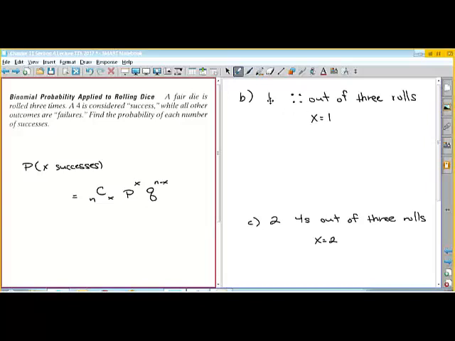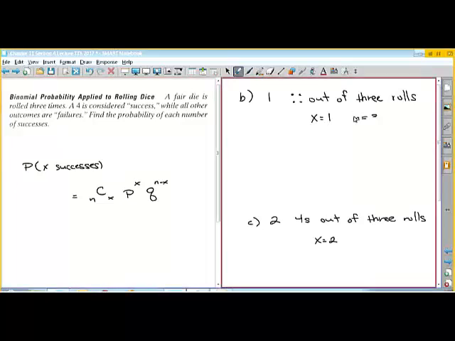So in this case, we're talking about 1 success. We're getting 1 four out of 3 rolls. So the number of trials is 3. So n in this case is 3. N is always going to be equal to or greater than x. It can't be the other way around. So if there are 2 numbers, the bigger number is n and the smaller number is x. That's usually the case.